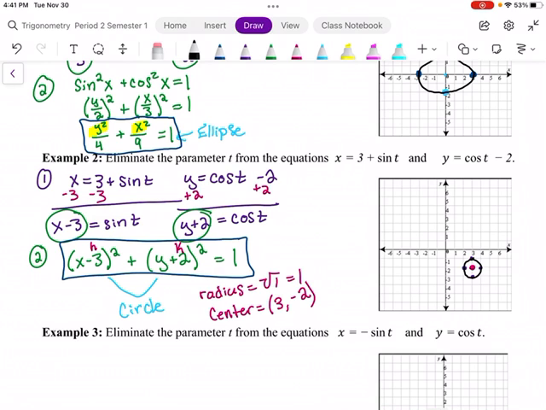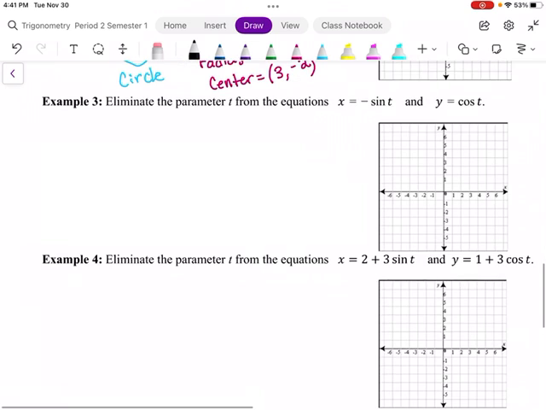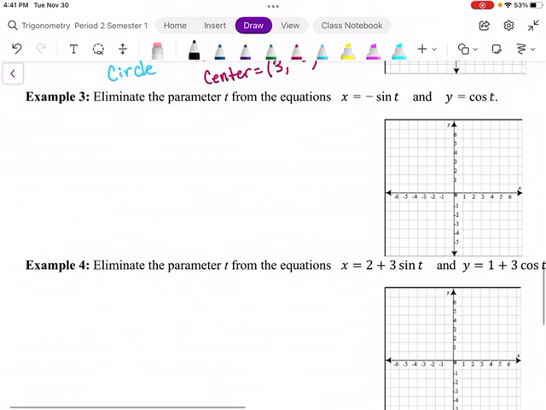So moving on to our next one, we're again going to eliminate the parameter t from the equation. So I would like you to try this one on your own. Once you have it, you can press play and then check your answer with the video.